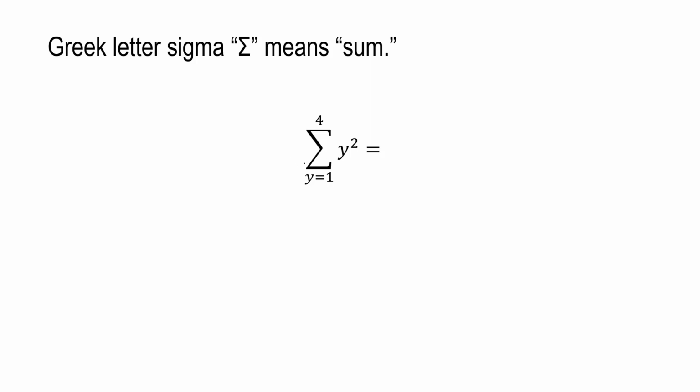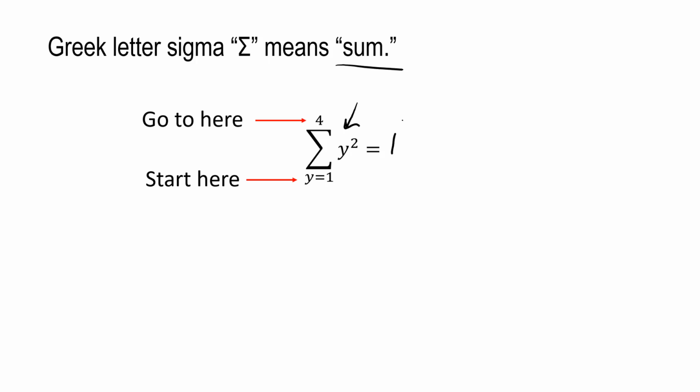So what this means is that you are going to start at y equals 1, and then you're going to go incrementally, meaning you're going to go 1, 2, 3, 4, all the way up to 4. And you're going to do this function with each number and then you're going to sum them together, add them together. So the summation from y equals 1 to 4 of y squared is equal to, you start at 1, 1 squared, then you go to 2, 2 squared, then 3, 3 squared, and then finally 4 squared.